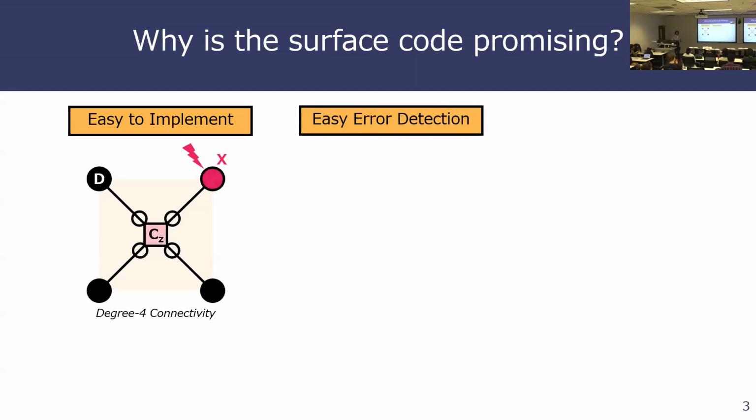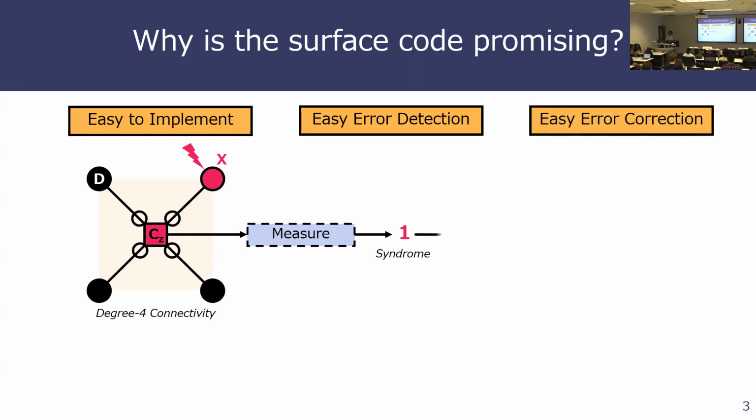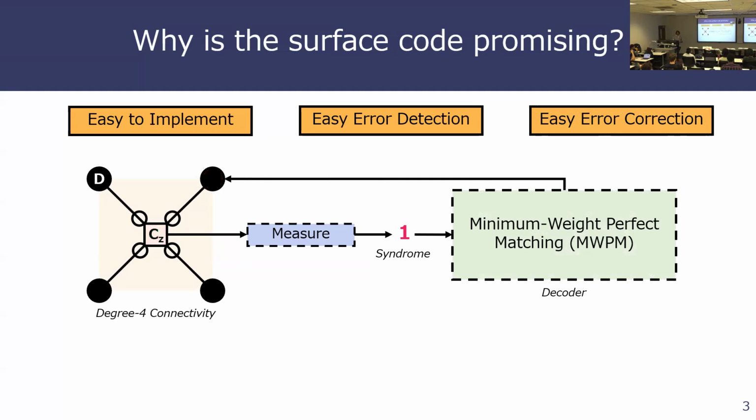The second reason is easy error detection. If I ever need to detect an error, I can just perform a CNOT between one of my data qubits and the check qubit. I'll measure my check qubit and I'll get a bit. This is called a syndrome. If my syndrome is 1, I know some error has occurred, so it's very easy to detect errors on the surface code. I don't only want to detect errors, obviously. I also want to correct them, and error correction is also rather easy. I can run the minimum weight perfect matching algorithm. There are 50 of these implementations out there, and many of them are fast. I can use this to figure out what error has occurred on the surface code and then go remove that error.